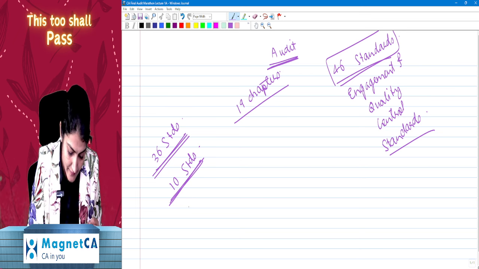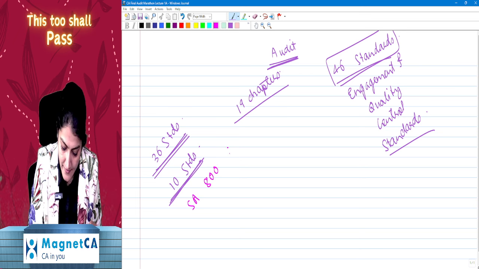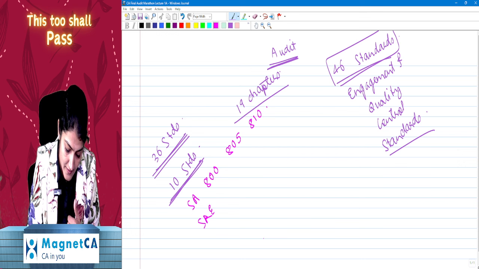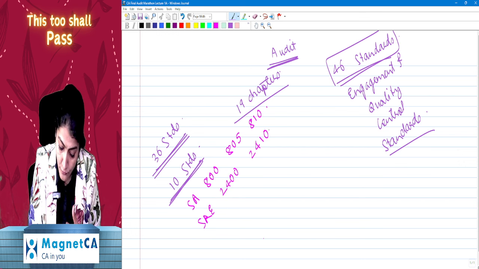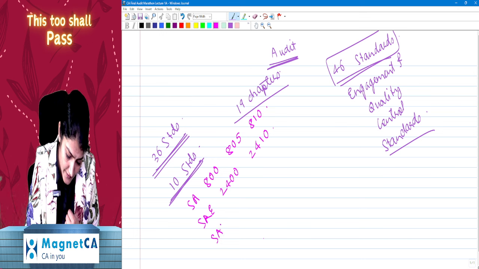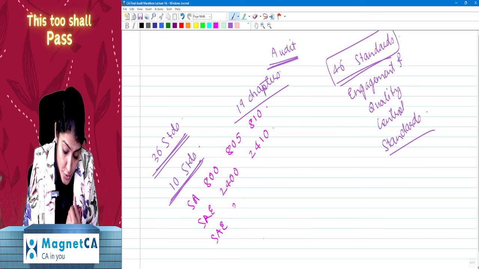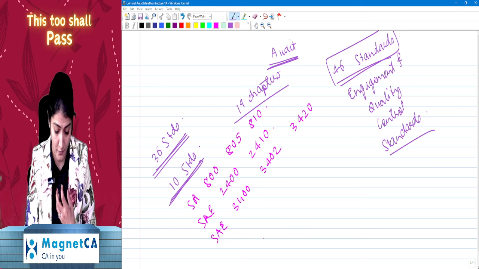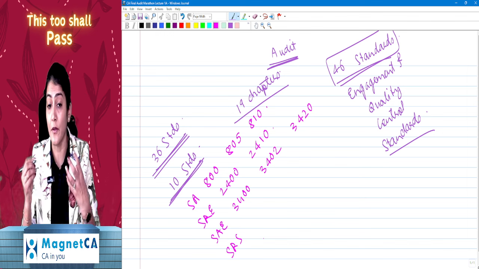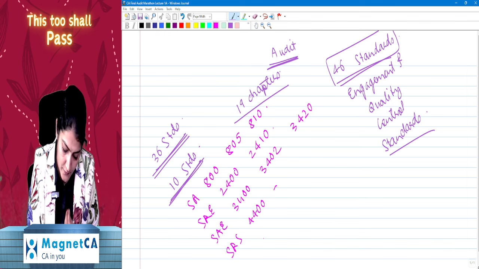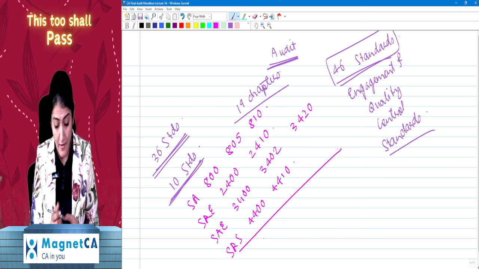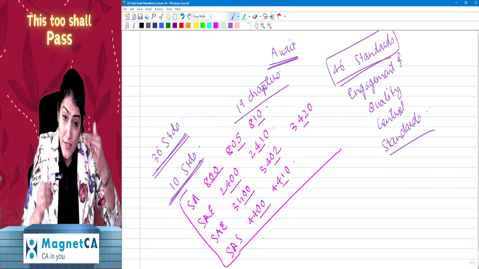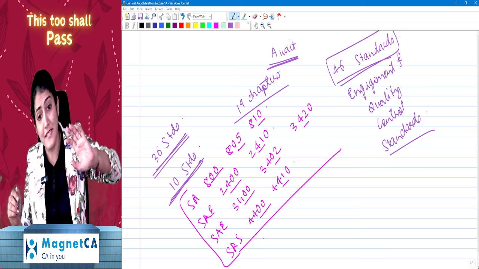These 10 standards are: 3 standards in the 800 series, that is 800, 805, 810. Then you have the SRE 2400 and 2410. Then you have the SAE, the standards on assurance engagement, 3400, 3402 and 3420. And then the SRS, the standards on related services, 4400 and 4410. So these are the 10 standards, which were applicable for your exams till May 19.